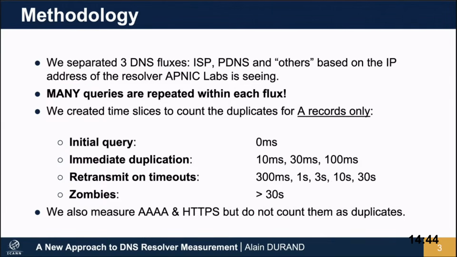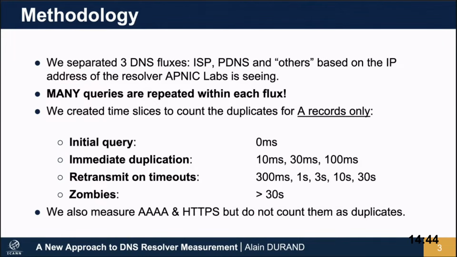First, of course, we have the initial query. And then at the very end, we have what we call the zombies, the same query that happened and is played again more than 30 seconds later. 30 seconds later, the user is gone. Then we have a retransmit, things that happen when there's a timeout on a DNS packet, and it happens usually between 300 milliseconds and 30 seconds. And we have things that happen very quickly, between 0 milliseconds and 100 milliseconds. So this gives us four different categories that we are going to analyze in detail. We also, of course, look at AAAA and HTTPS, but that will be for another presentation.